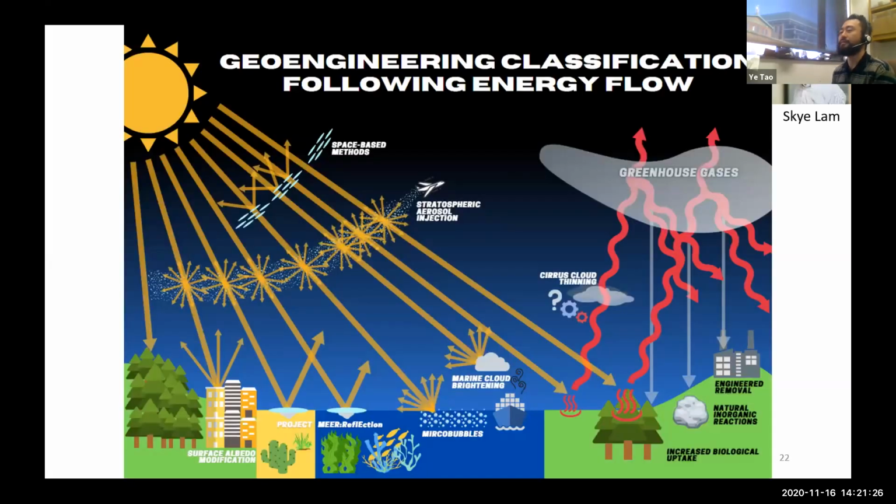So here is just a summary of different strategies that we have investigated in our group. The cartoon was done by Sky Lan, who's a high school student in New York City. On the left, we have all methods that are based on intercepting the incoming part of the energy balance. And on the right side are methods that propose to indirectly affect energy transport by drawing down these greenhouse gases.